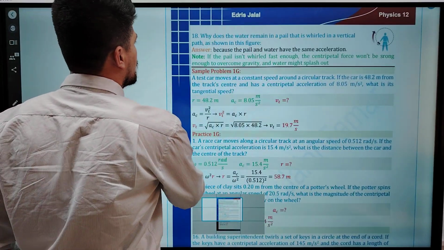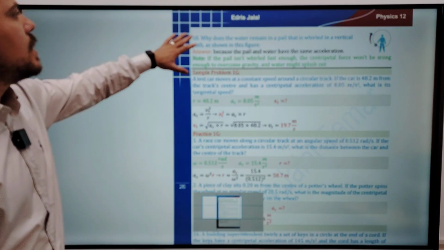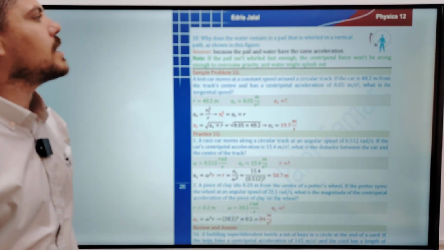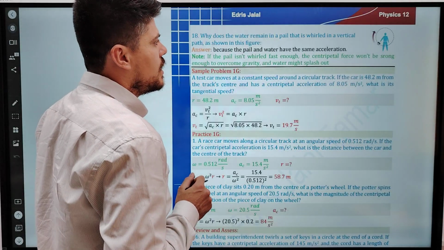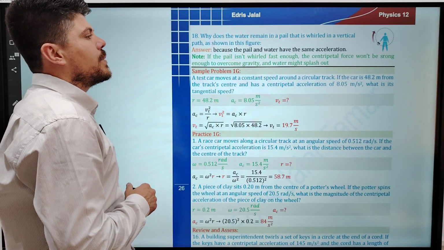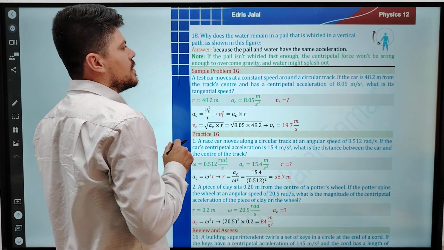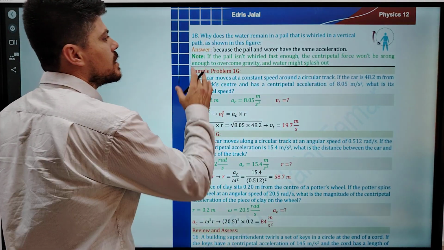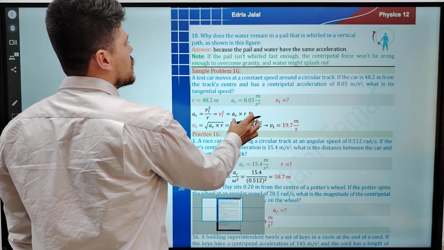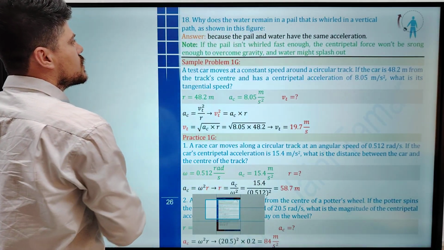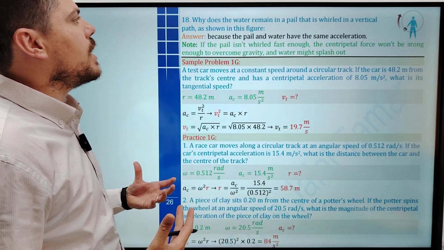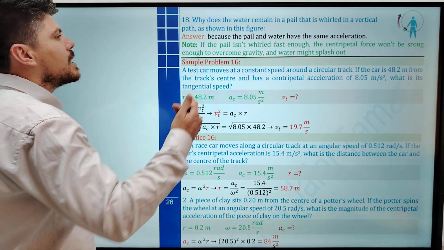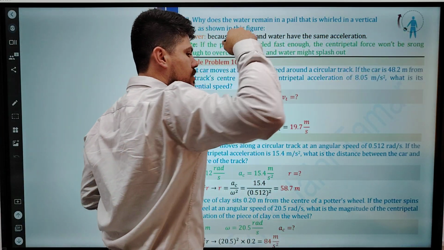Another question. Question 18 from chapter review. Why does the water remain in the pail that's reeled in a vertical path as shown in this figure? Actually, the answer should be in detail, but it isn't described in detail in our book, so I'm going to tell you in detail the answer to this question. So why does the water remain in the pail even when reeled in a vertical path? As you can see in this figure, okay?